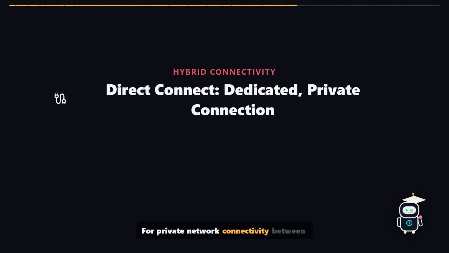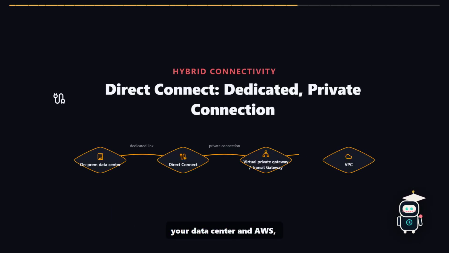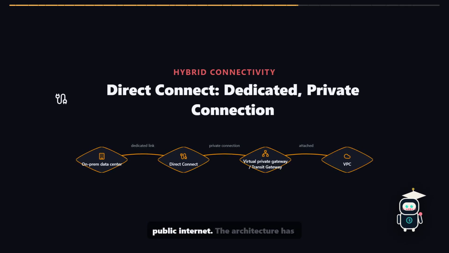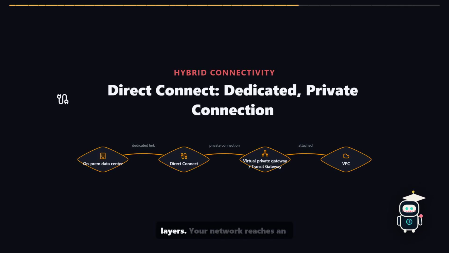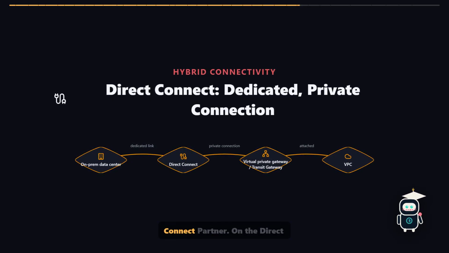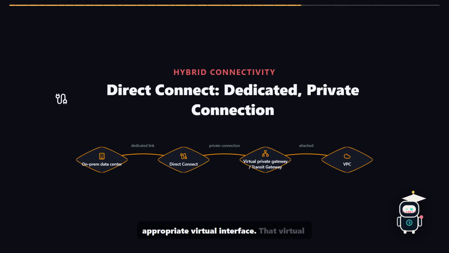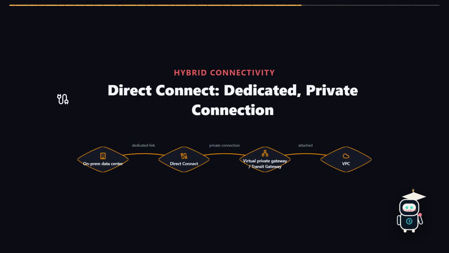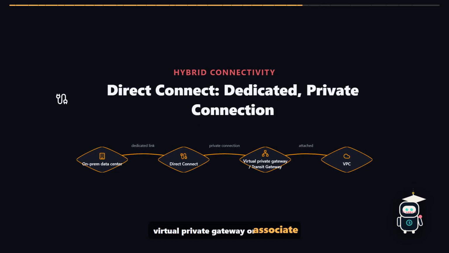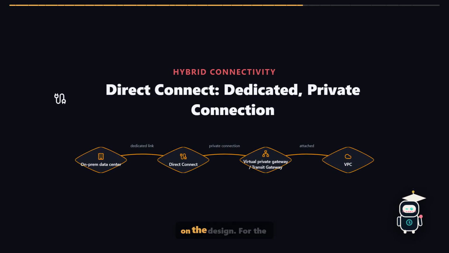For private network connectivity between your data center and AWS, Direct Connect provides an alternative to sending traffic over the public internet. The architecture has layers. Your network reaches an AWS Direct Connect location through a cross-connect or a Direct Connect partner. On the Direct Connect connection, you create the appropriate virtual interface. That virtual interface can connect through a Direct Connect gateway to a virtual private gateway, or associate with a transit gateway, depending on the design.